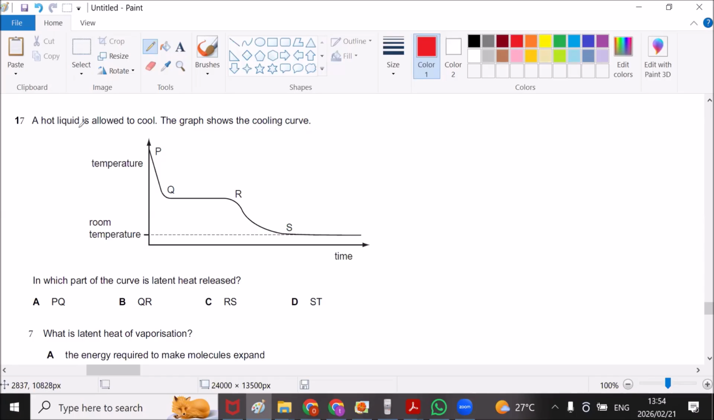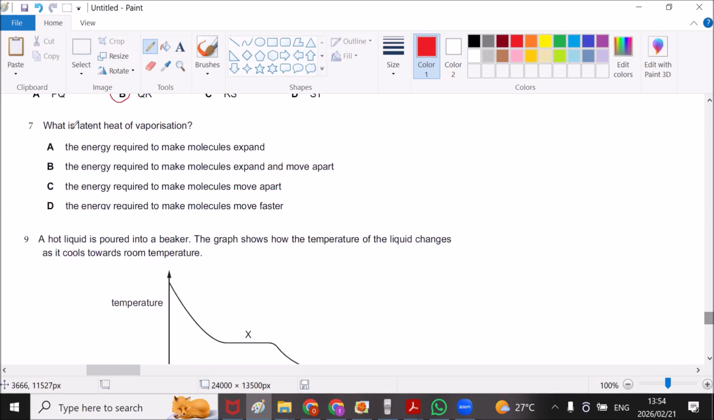A hot liquid is allowed to cool. The graph shows the cooling curve. In which part of the curve is latent heat released? Latent heat is released in this flat, horizontal region, which is QR. Our answer is B.